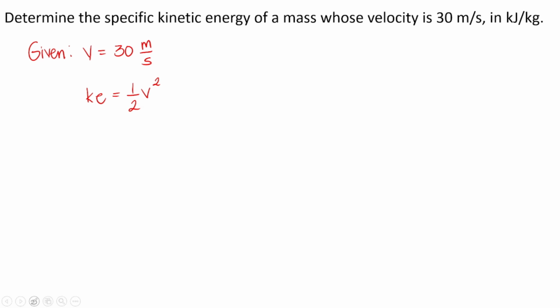So, plugging our values to this formula, the kinetic energy is equal to 1/2 times our velocity, 30 meters per second, squared. So, pressing that into your calculator, 1/2 times 30 squared, that is 450. The unit will be meter squared per second squared.